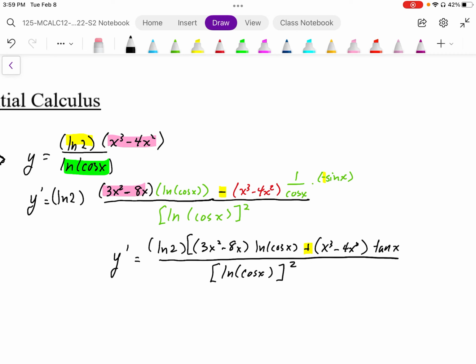Okay, and there are no common factors here that I can simplify out with, so I'm just going to leave it like that. So even if I expand those brackets out on the inside, there are no like terms that I could really group together. Okay.